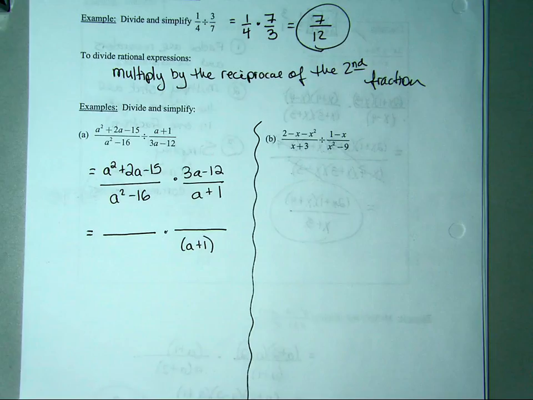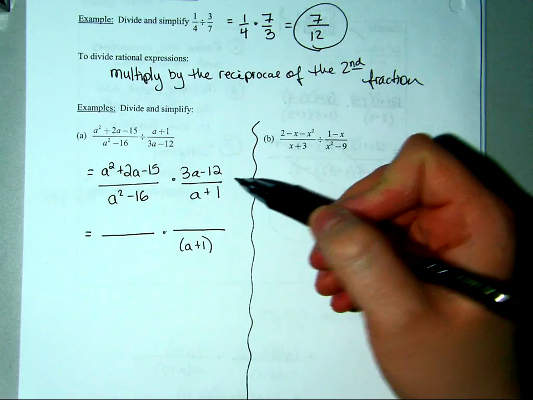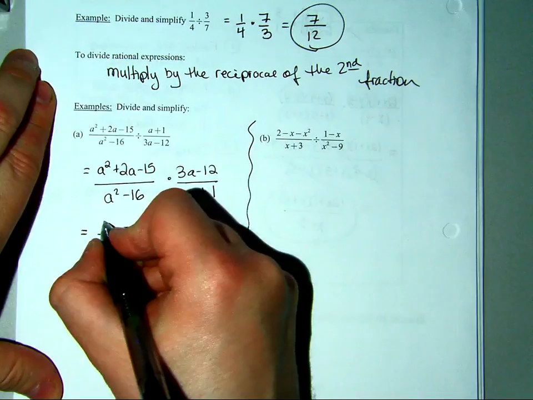Ethan, what did your first numerator become? Good. A plus 5 times a minus 3. Molly, how about your first denominator? A squared minus 16. A plus 4. A plus 4, a minus 4. Alex, how about the second numerator? Okay. Good.